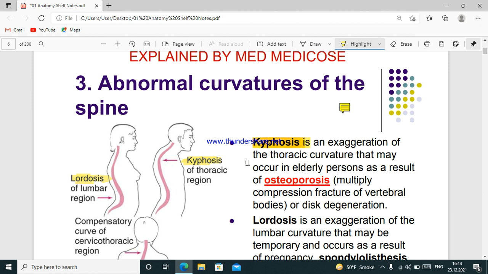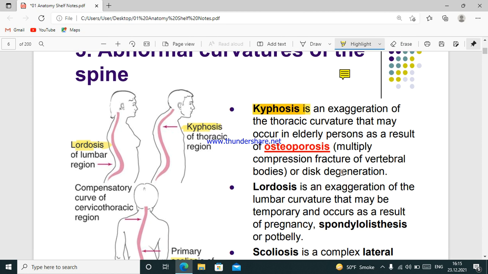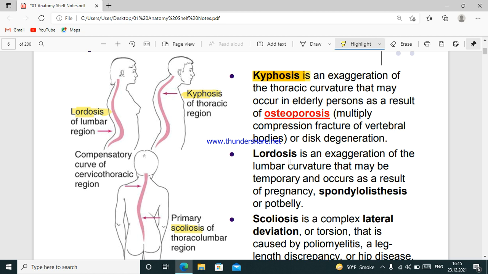What is kyphosis? Kyphosis is an exaggeration of the thoracic curvature that may occur in elderly persons as a result of osteoporosis. When there is osteoporosis, kyphosis may occur, because kyphosis is basically the curvature in the thoracic region. In case of osteoporosis, compression fracture of the vertebral body and disc degeneration may occur, and kyphosis may result.